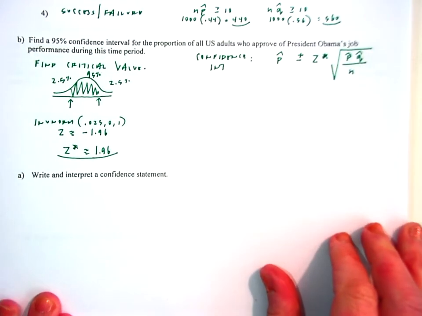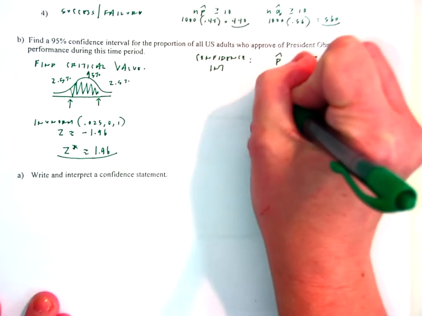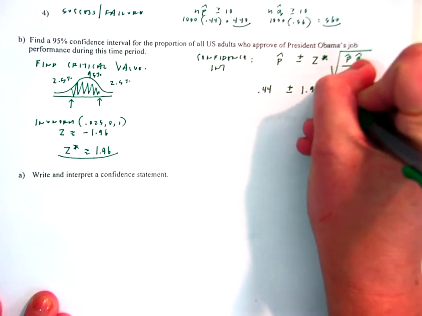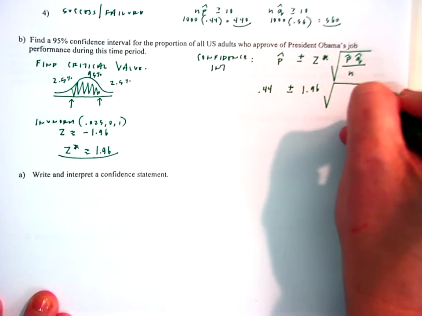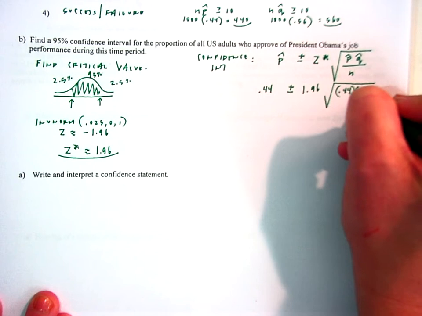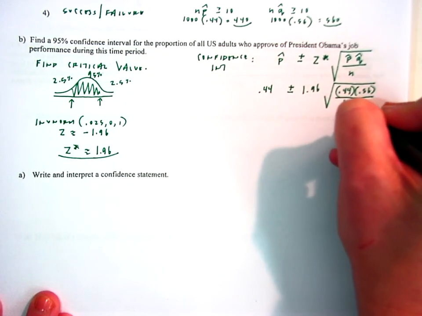Okay, so my statistic here is that 44%. I'm just going to write it as a decimal, 0.44. My critical value, 1.96. And then what I'm plugging in here: square root of 0.44 times 0.56 divided by 1,000.